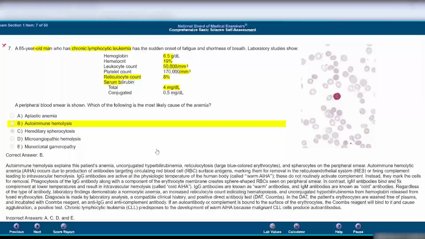Just to add on to the association so you know the mechanism, they might ask you. CLL patients are predisposed to develop warm autoimmune hemolytic anemia. Yes, that's what it is. So IgG is what causes your autoimmune hemolysis. Just something to remember with it.